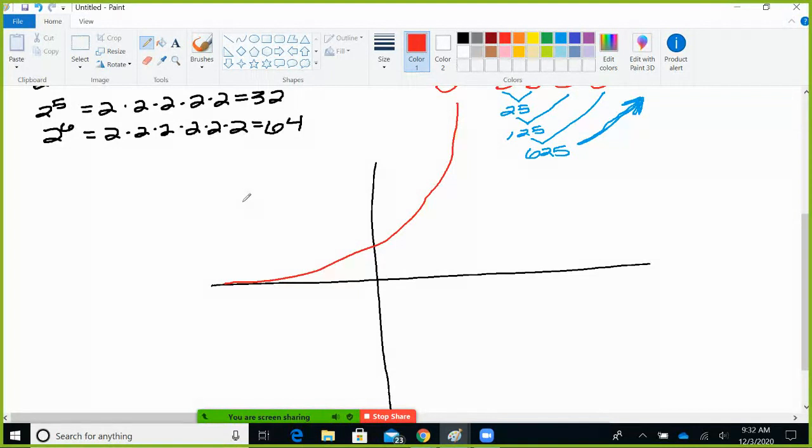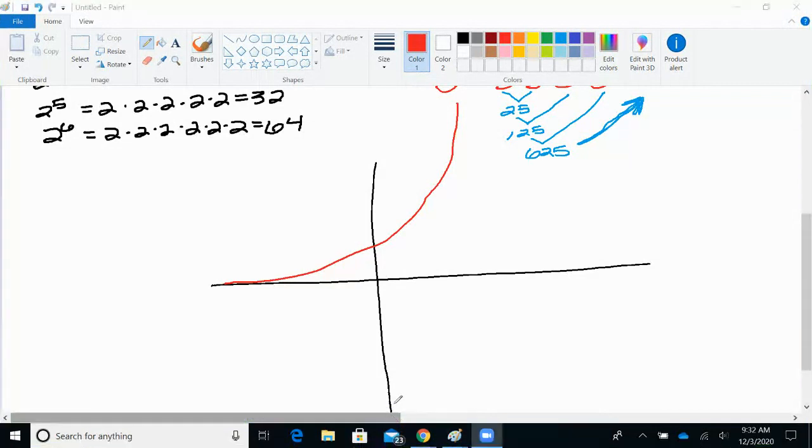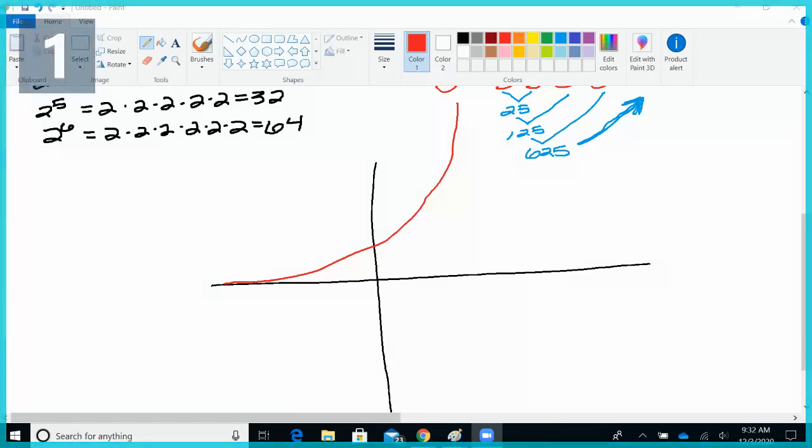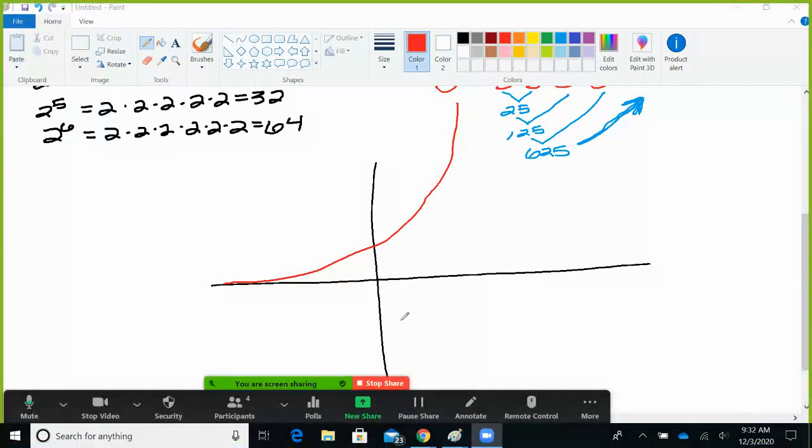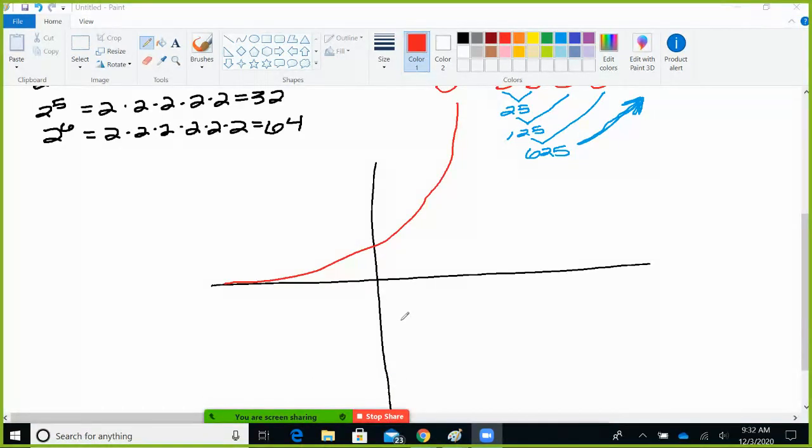What I'm going to do is stop sharing my screen and see if I share it again, it'll become less pixelated. Okay, can you see the screen now? Is it still pixelated? You can see it now? Okay.